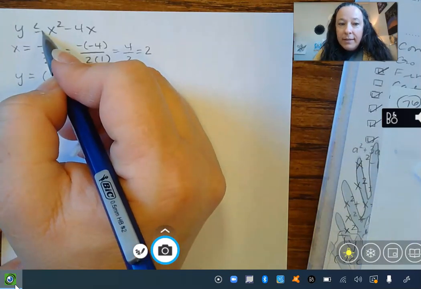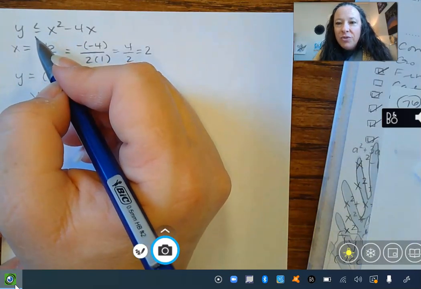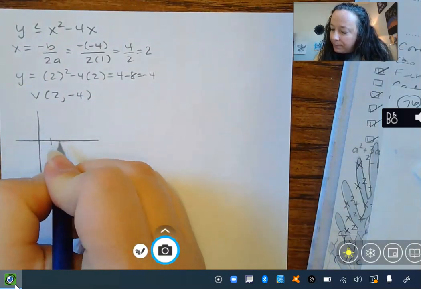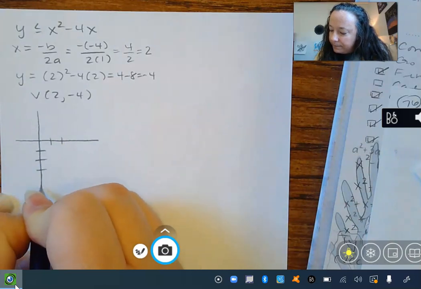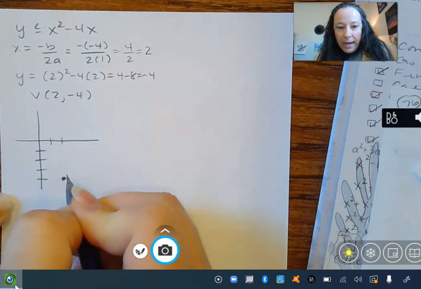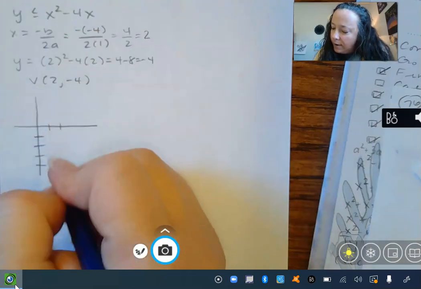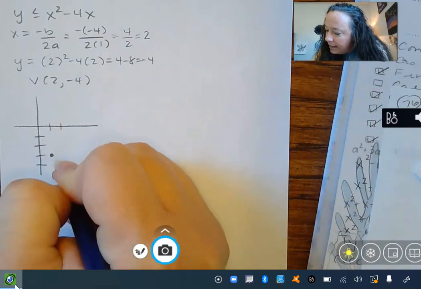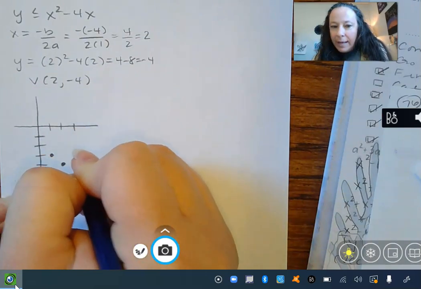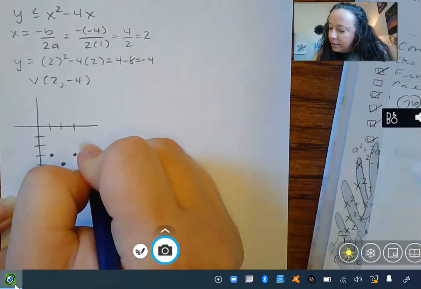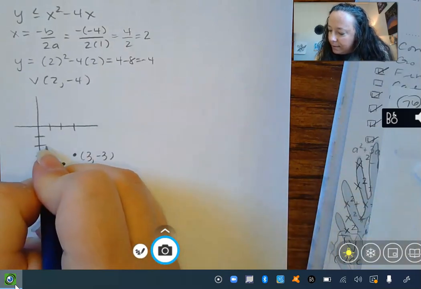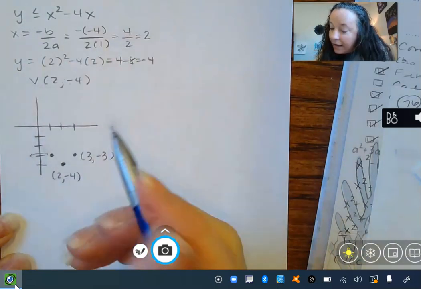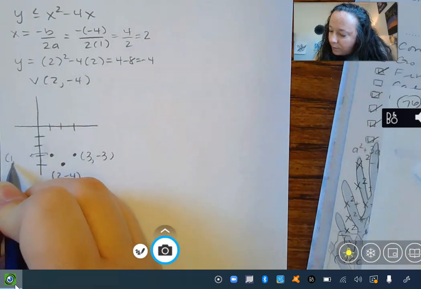Now, a is 1, so I'm opening up, and my initial slope is 1. So I'm going to go to the point 2, negative 4. And then from that point, because a is 1, I go up 1 to the left 1, and I go up 1 to the right 1. And notice, I'm just adding tick marks when I need them. So this is 3, negative 3, and this one is, oh goodness, I always run into that. I'm going to just put that ordered pair right here because I have to label them. This one is 1, negative 3.